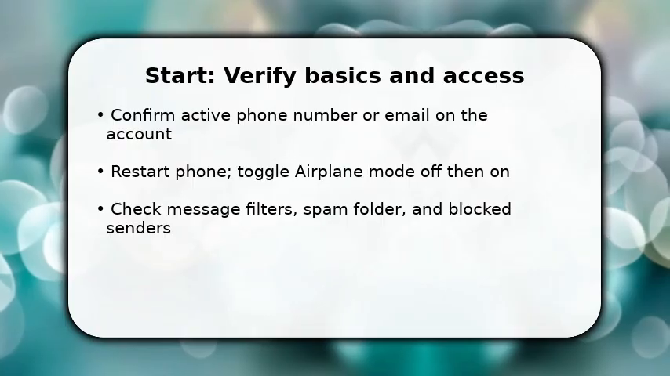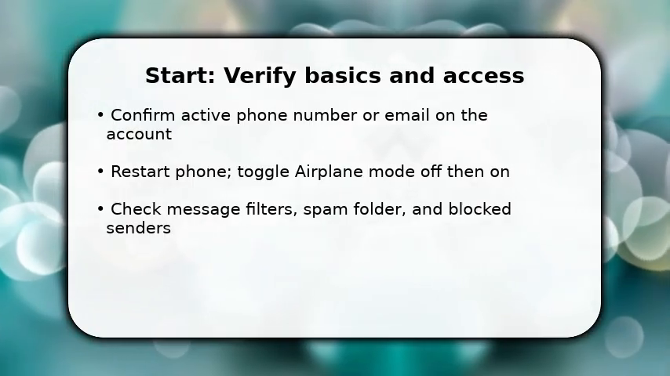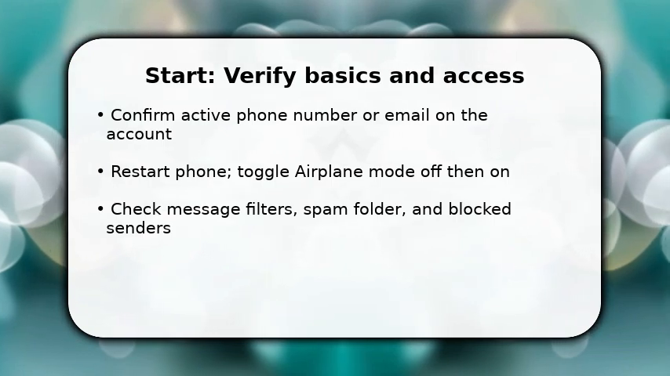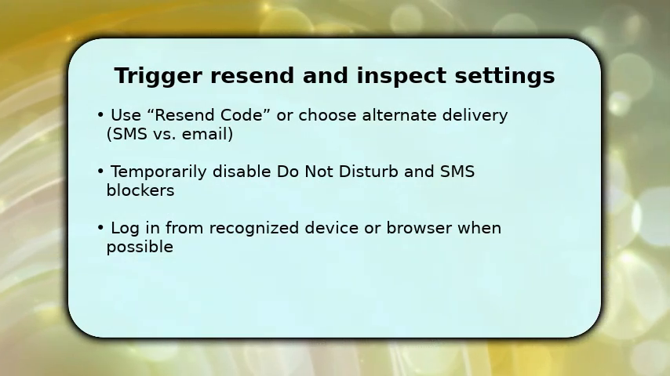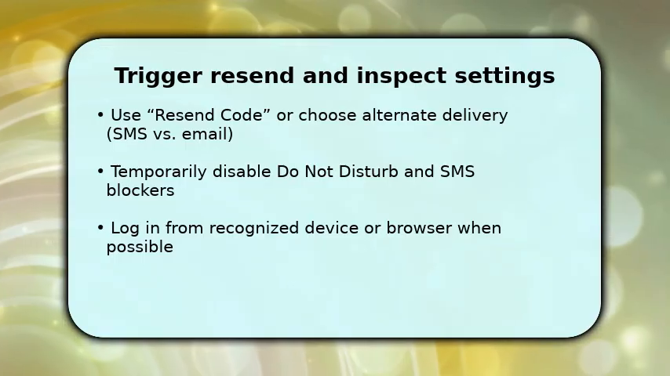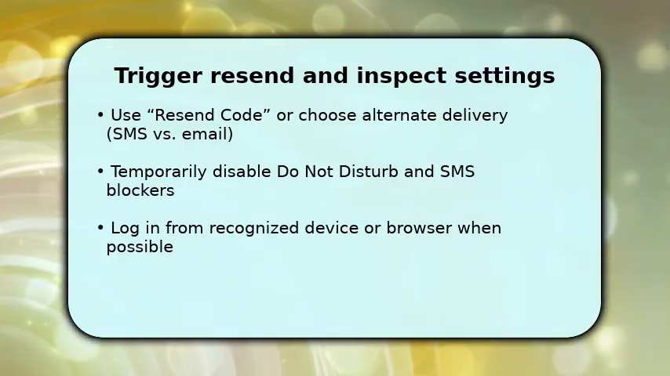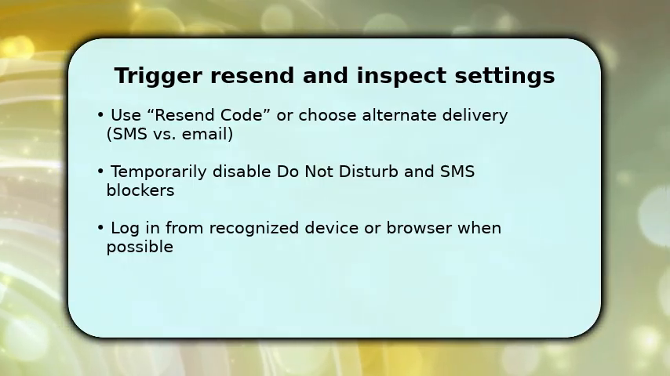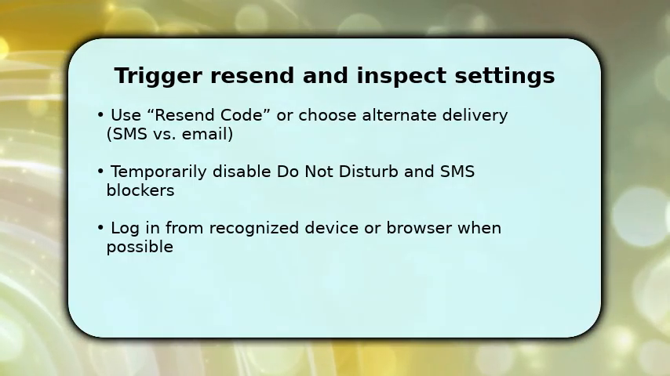If the contact is correct and your device is online, proceed to trigger a new code from Facebook rather than waiting. Next, request a new code and select an alternate delivery option if available, such as SMS instead of email. Once you request it, make sure Do Not Disturb or any SMS filtering apps are disabled. They can silently drop messages.